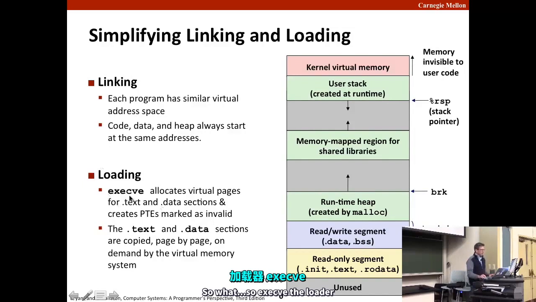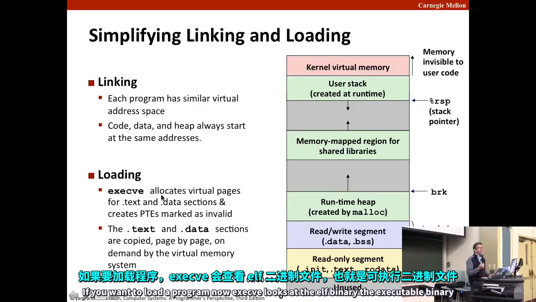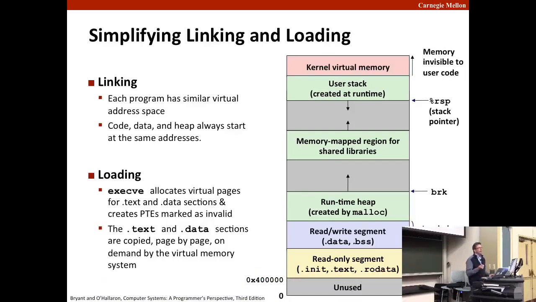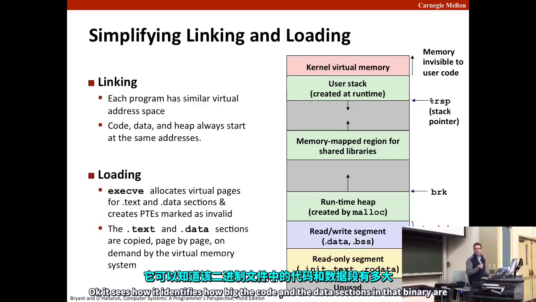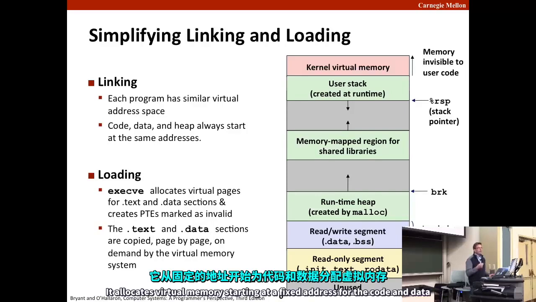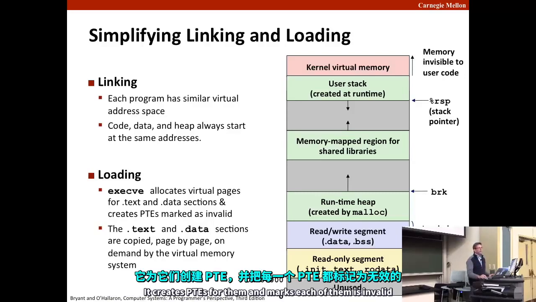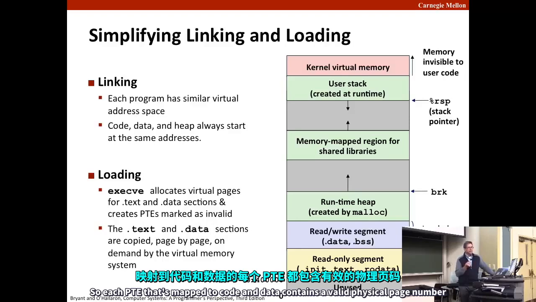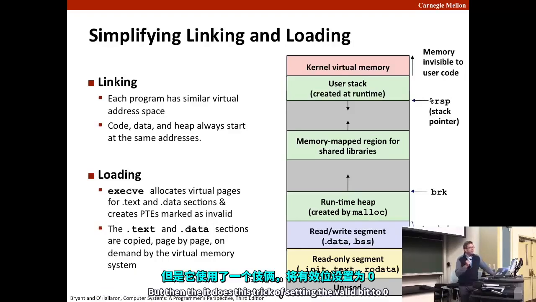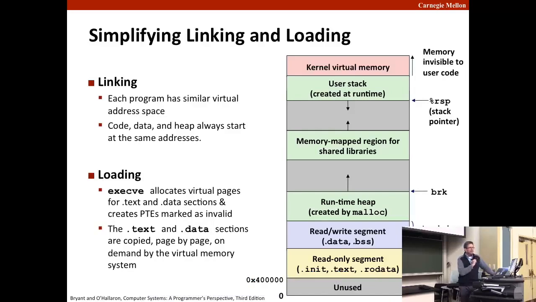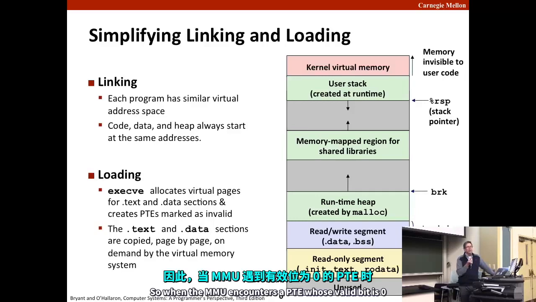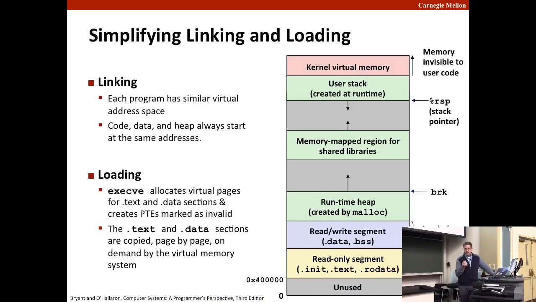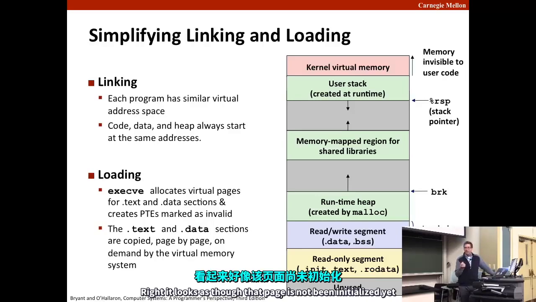So execve, the loader: if you want to load a program now, execve looks at the ELF binary, the executable binary. It identifies how big the code and data sections in that binary are. It allocates virtual memory starting at a fixed address for the code and data. It creates PTEs for them and marks each of them as invalid. So each PTE that's mapped to code and data contains a valid physical page number, but then it does this trick of setting the valid bit to 0. So when the MMU encounters a PTE whose valid bit is 0, it triggers a page fault. It looks as though that page has not been initialized yet.